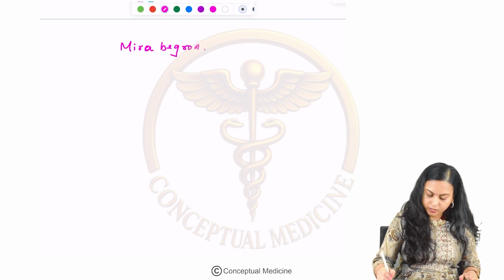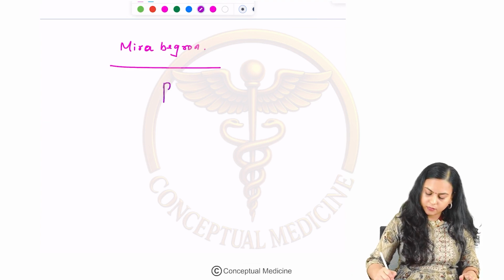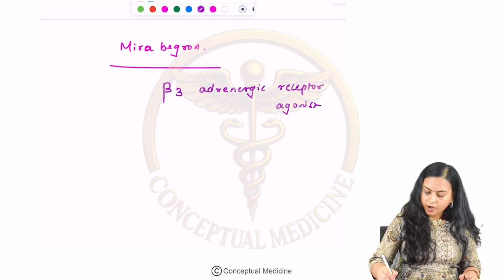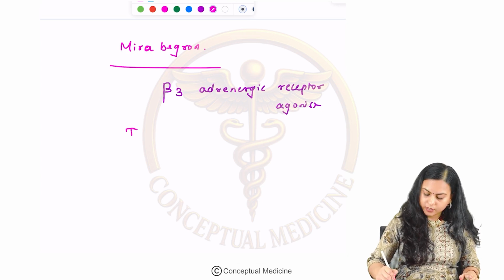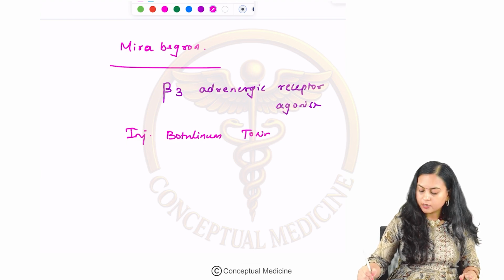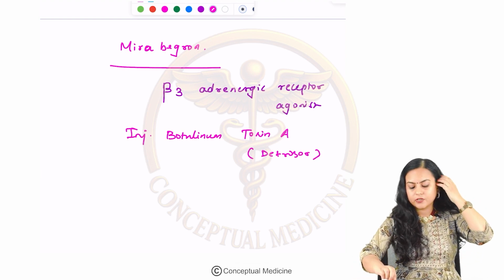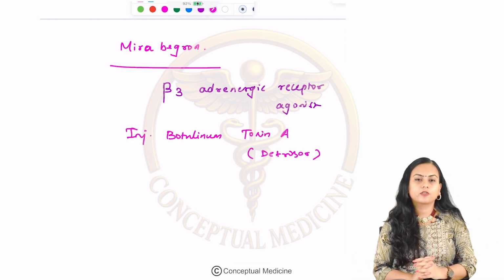Right. There is also another drug, mirabegron, which is a beta-3 adrenergic receptor agonist, and you can also give an injection of botulinum toxin A directly into the detrusor muscle. Clear? So with this we are finishing the urinary incontinence topic.